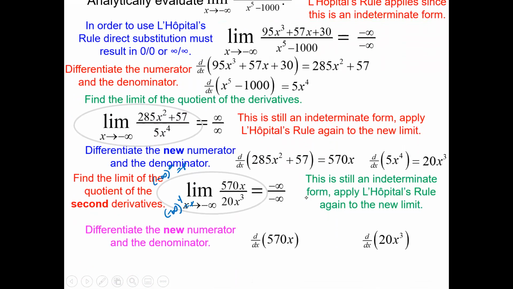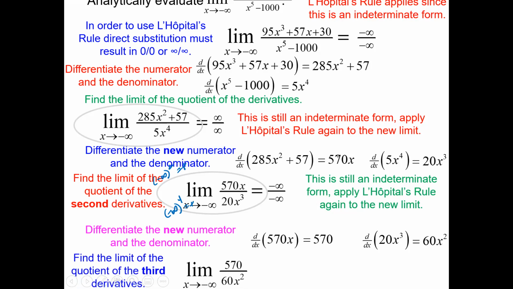So now let's go ahead and find the derivative one more time. If I do that, I'm going to have 570 over 60x squared. Then if I apply the negative infinity, I have 570 on top with a 60 times negative infinity squared, which is just a positive infinity squared. It's just going to be a positive infinity.